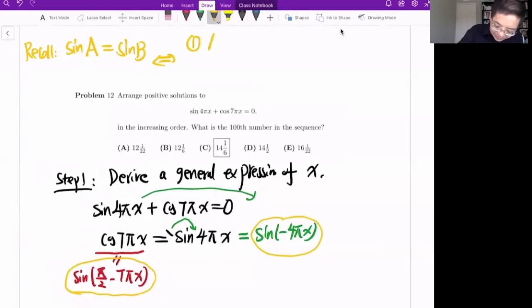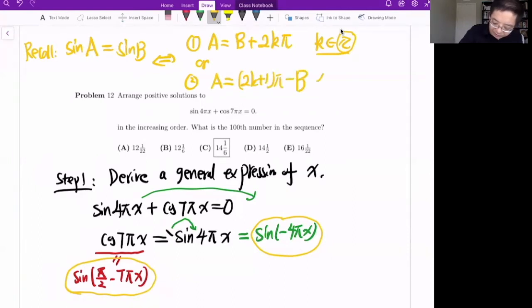One is A equals B plus 2k pi. So here k is any integer. This notation just means any integer. Z is the universal notation for the set of integers. Or we have A equals (2k plus 1) pi minus B. So k is also any integer you like.